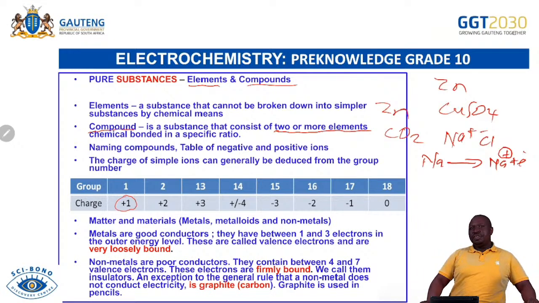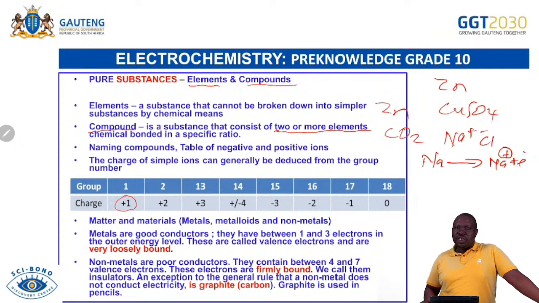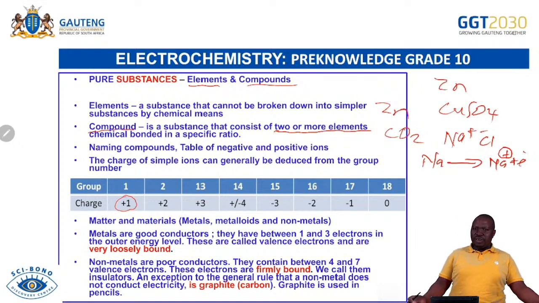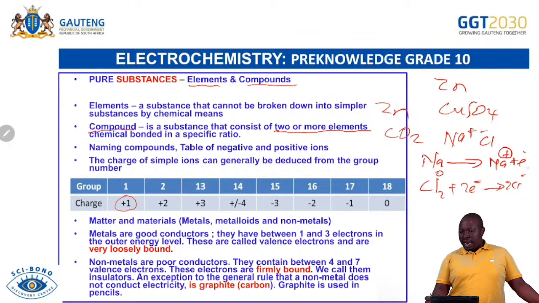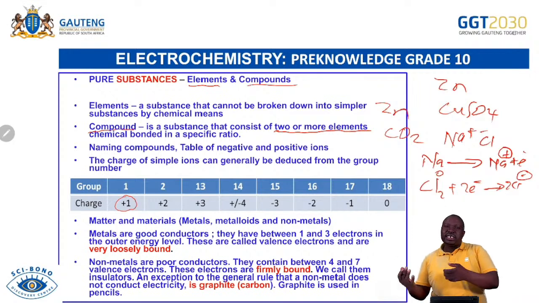The same with negative. When you see negative, you must know that there was gaining of electrons. So when there is gaining of electrons, there will be a negative charge. For example, if you have Cl2 plus 2 electrons forming 2Cl-, you can see that there was no charge there, but now it's charged. It's negatively charged, which shows that it has gained electrons.